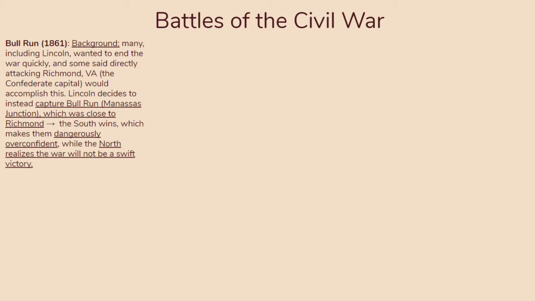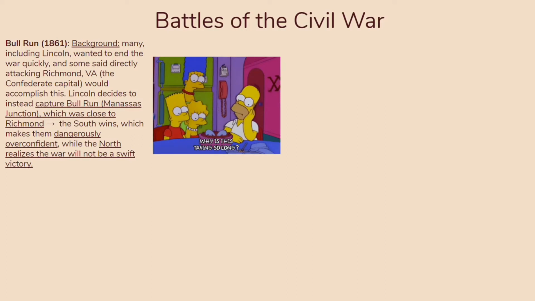So people suggested that he directly attack Richmond, Virginia, which was at the time the Confederate capital. Lincoln, however, decides to capture Bull Run or Manassas Junction, which was very close to Richmond. However, the South ends up winning this battle, which makes them dangerously overconfident. They just believe that they're invincible and that they're capable of anything, possibly capable of winning the war. And the North realizes that this war is not going to be a swift victory. It is going to take time and effort, and basically it's not going to be the swift victory they hope for.